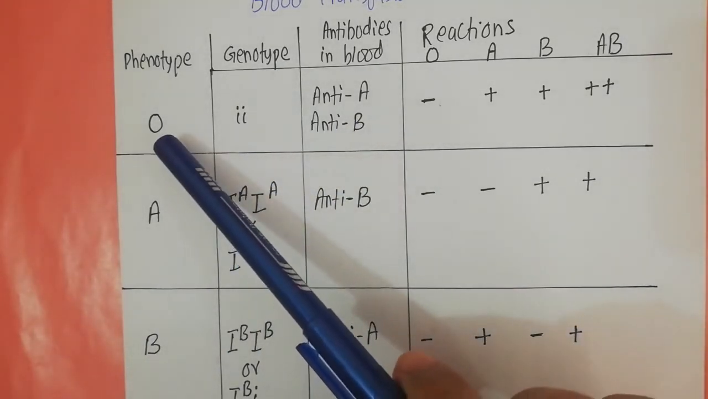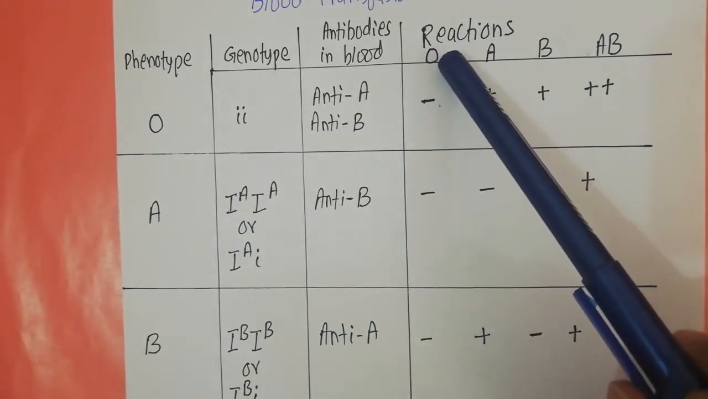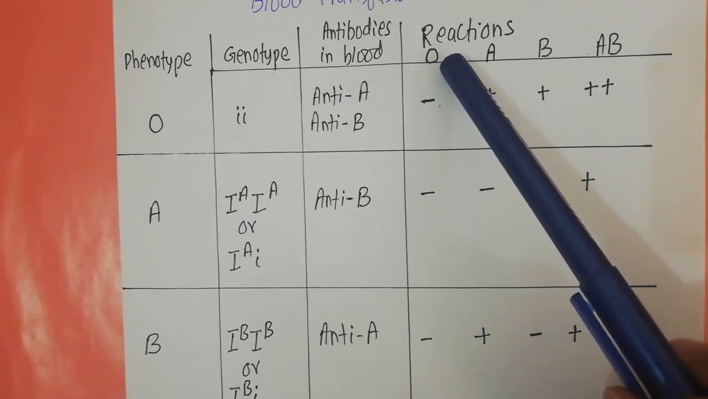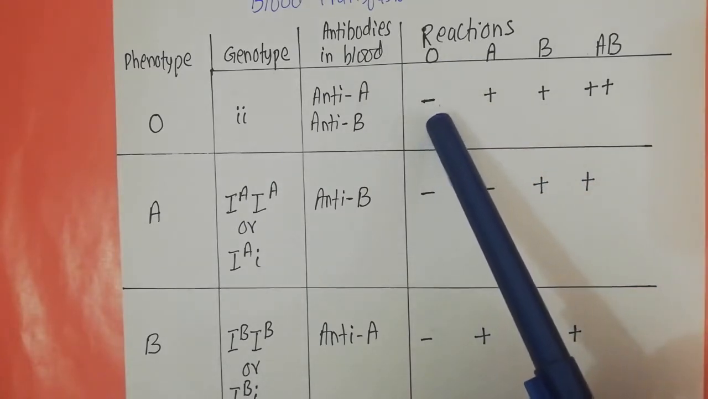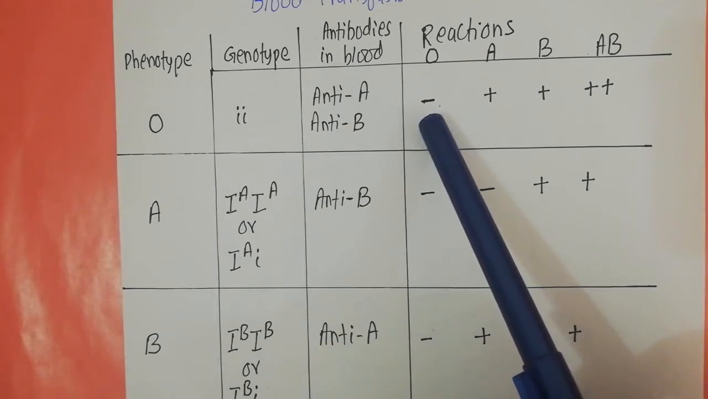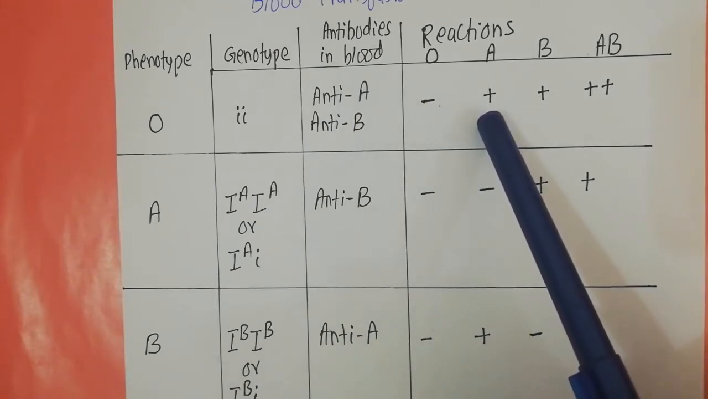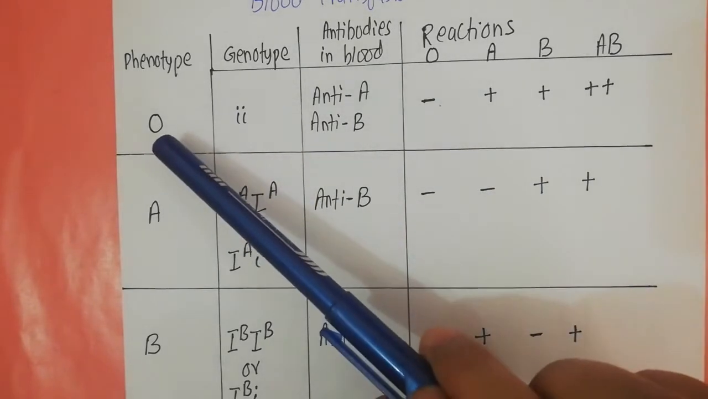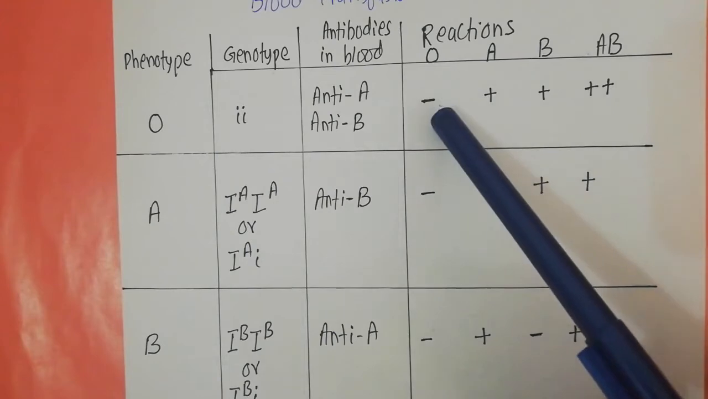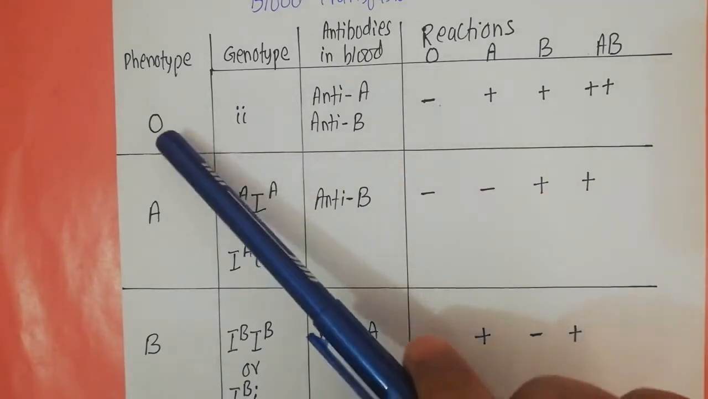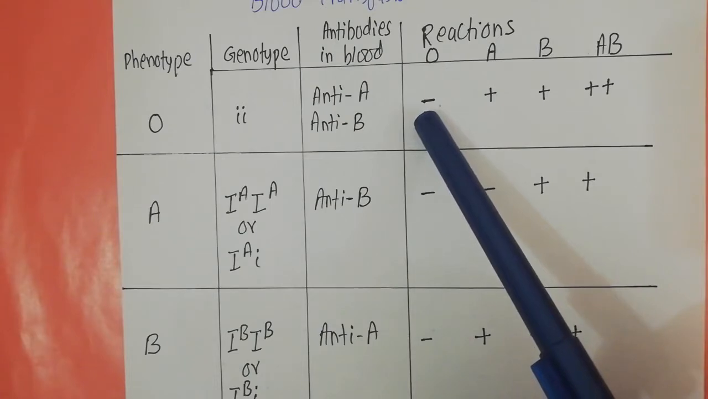If you give an O individual O type blood, that means you are giving him or her their own blood type. That means there will be no clumping. I'll represent no clumping by a minus sign and clumping by a positive sign. So if you give an O type individual O type blood, there will be no clumping because the blood types are the same. So this kind of transfusion is allowed.